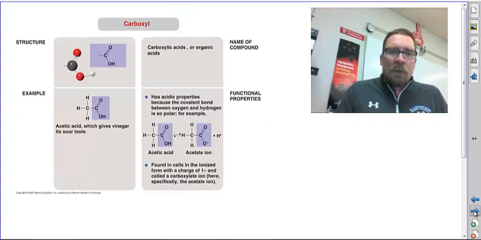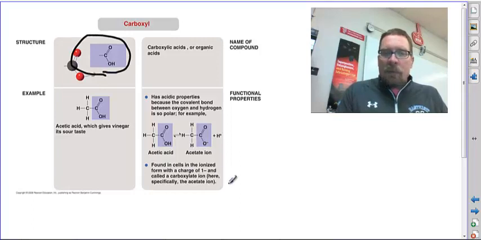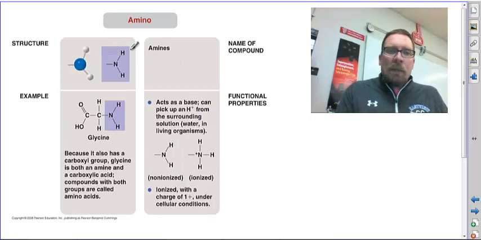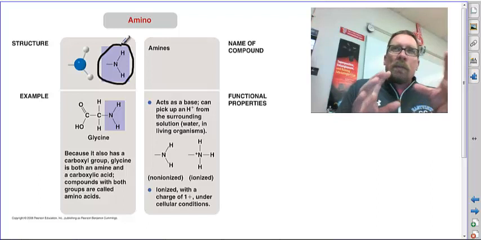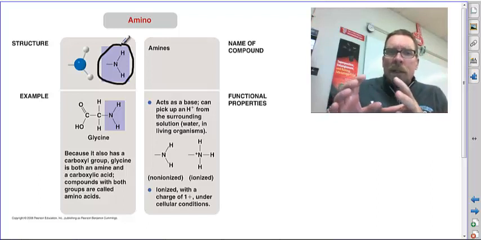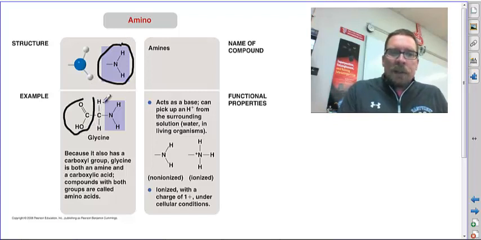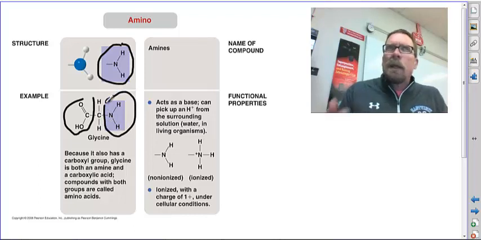The carboxyl group is your organic acids, carboxylic acids, and will function so in organic situations. The amine group is your basic group, and acts as a base. And I know what you're saying to yourself right now: hey, amino acids. Here's an amino acid. Amino acids have both a carboxyl group and an amine group. Hey, they can possibly function as an acid or base.